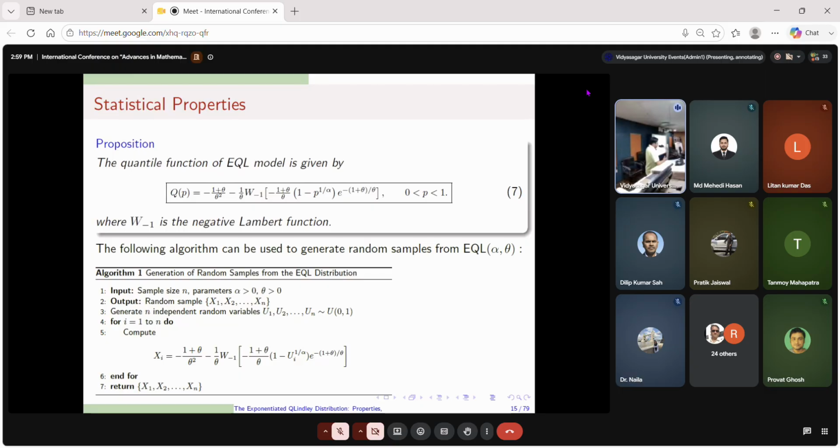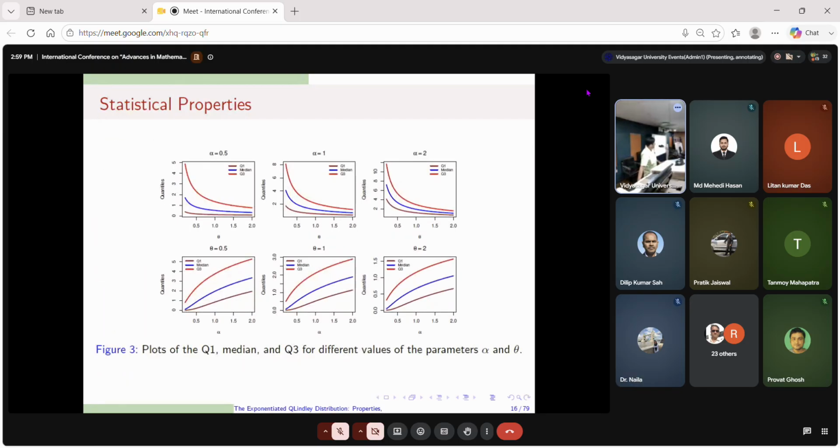And this is the algorithm. Once you put that algorithm into Python or R or any software, MATLAB, then you are able to draw data from the proposed distribution. The proposed distribution means the exponentiated QLindley distribution. So this is the algorithm. I'm not going to discuss how that algorithm works, but with the help of the algorithm, we can draw the data from our proposed distribution.